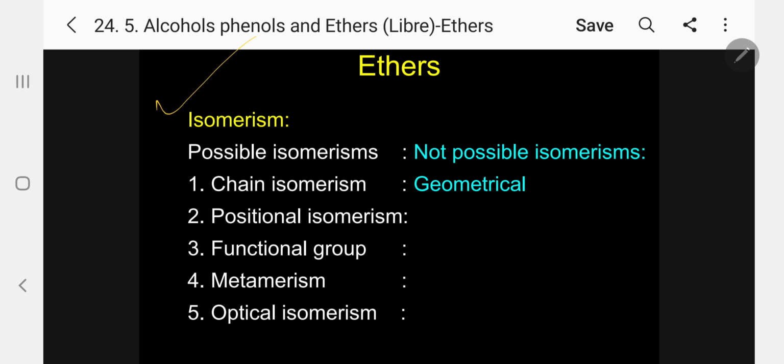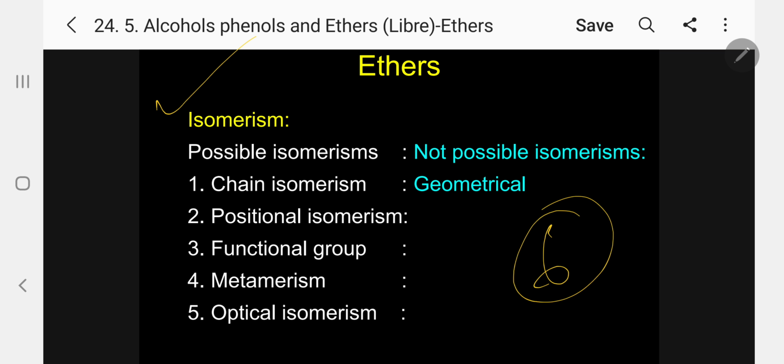Compounds having the same molecular formula but different physical and chemical properties are called isomers, and the phenomenon exhibited by these isomers is called isomerism. Broadly classified into 2 types, structural isomerism and stereo isomerism. Structural has 4 types: chain, positional, functional group, metamerism. Stereo has 2 types: optical and geometrical. So totally there are 6 isomerisms possible.